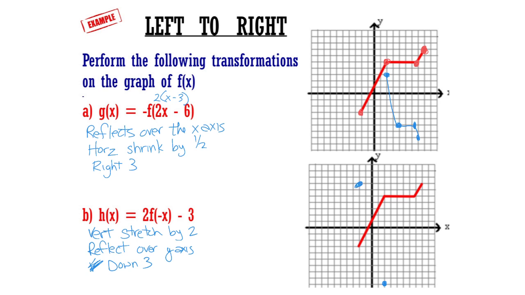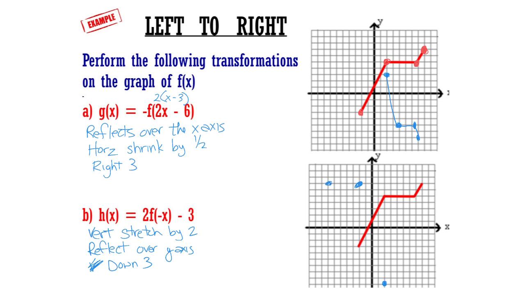Okay, let's try another point. This is going to be kind of similar. It's a vertical stretch by 2. So instead of being at 5, it's going to be at 10. It's going to reflect over the y-axis. So now it's over here. And then I got to go down 3. Which sort of seems right that it lines up nicely with that.